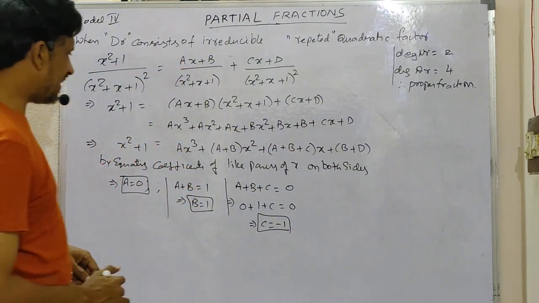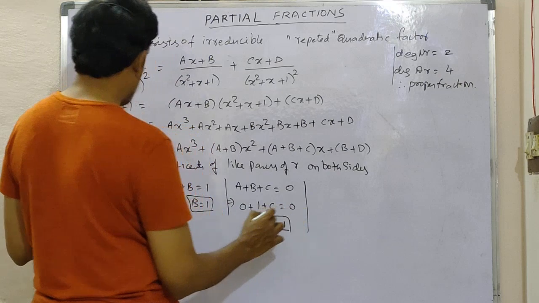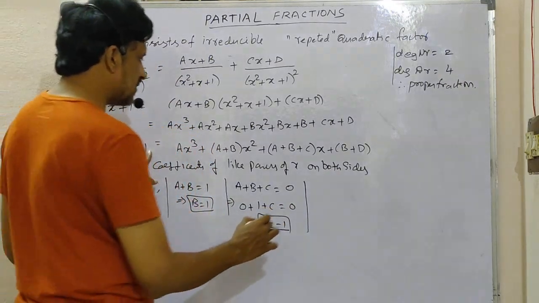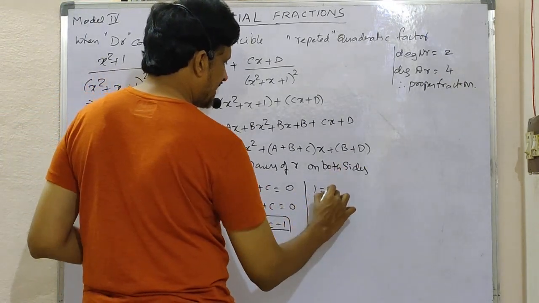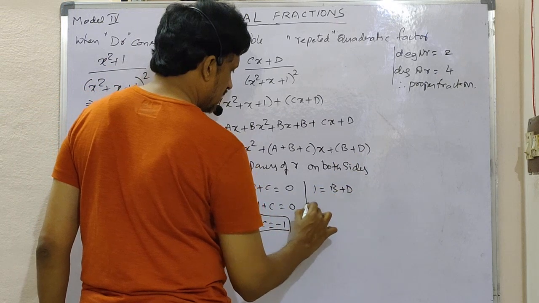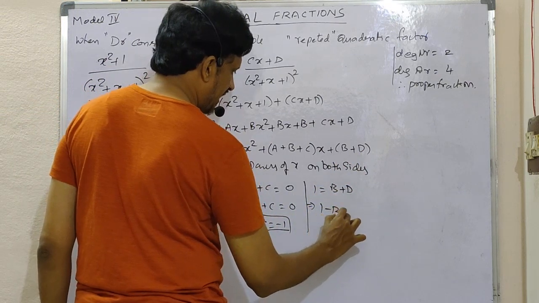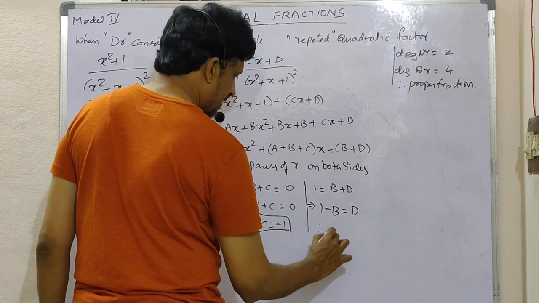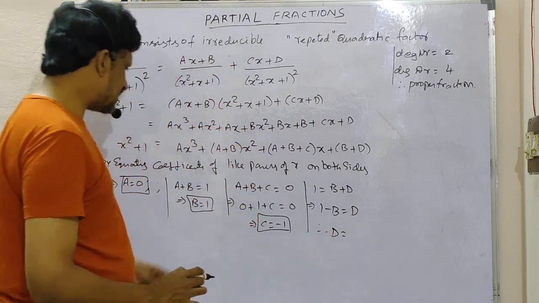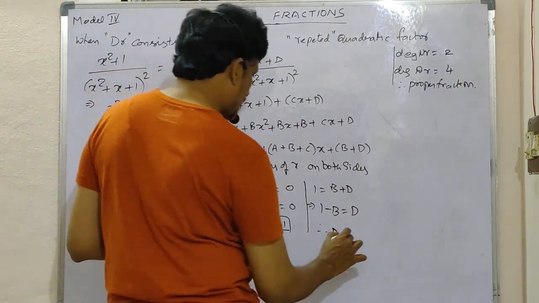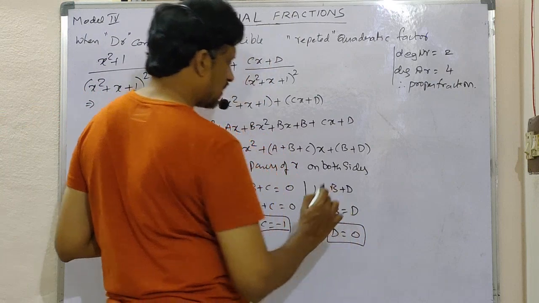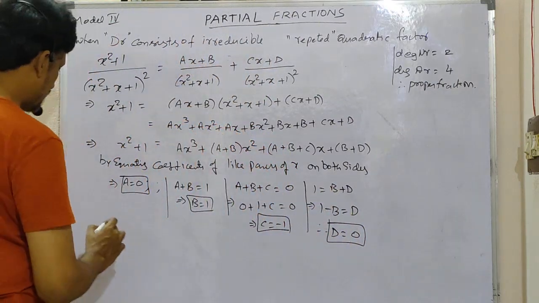And now by equating the constants on either side, here the constant is 1 is equal to b plus d. That gives 1 minus b is the required d. Therefore, d is equal to 1 minus b, which is 1 minus 1, that will be 0.